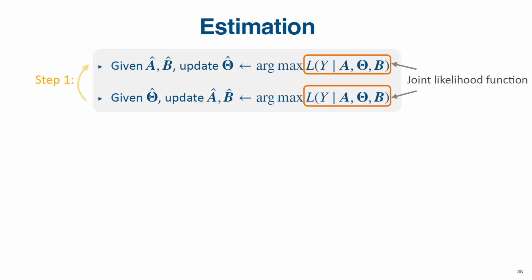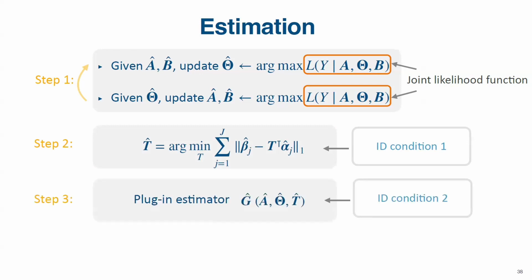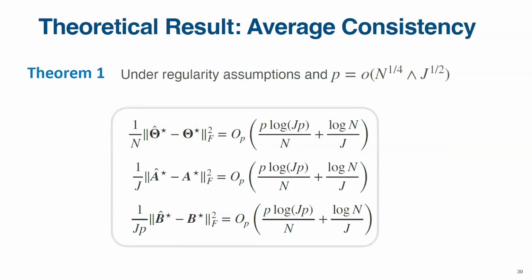At the beginning, we don't put any constraint, so we get a solution in the equivalent class. Then we do a transformation, for instance minimizing this L1 norm, and we get this transformation matrix T. We transform it to get this D hat, and then transform the solution we got from the first step, so that they satisfy the proposed identifiability condition. We are going to show this is consistent if our true parameters satisfy those identifiability conditions.